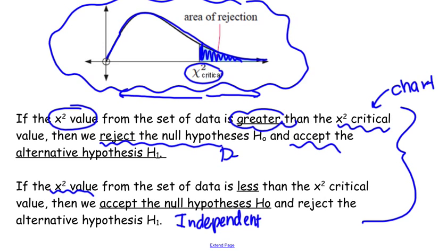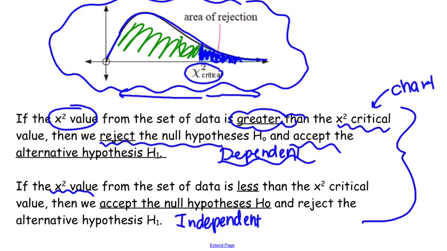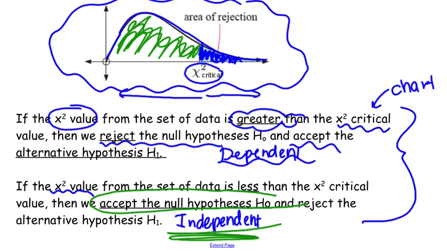These would be dependent. So if you think about greater than, that would be falling in this blue region. It's greater, so they're dependent on each other. If it's less than, it's in this area here, then we accept the null hypothesis that they are independent. Yes, this is overwhelming. I'm sorry. We're going to spend 3 days on this, and it's going to take some time.